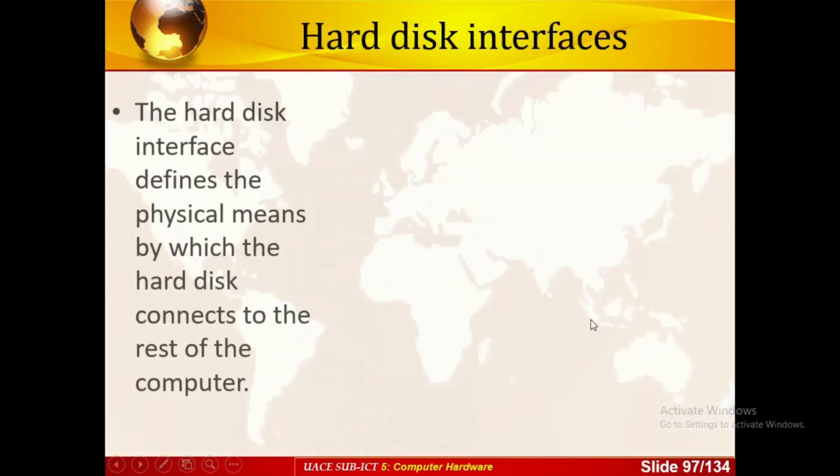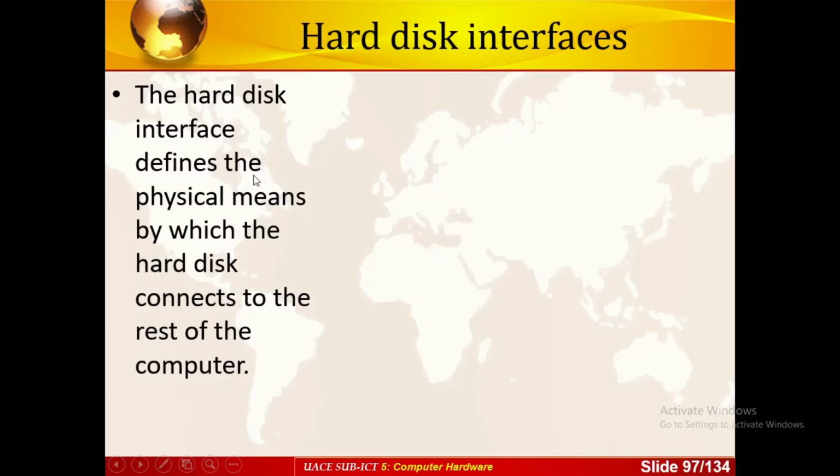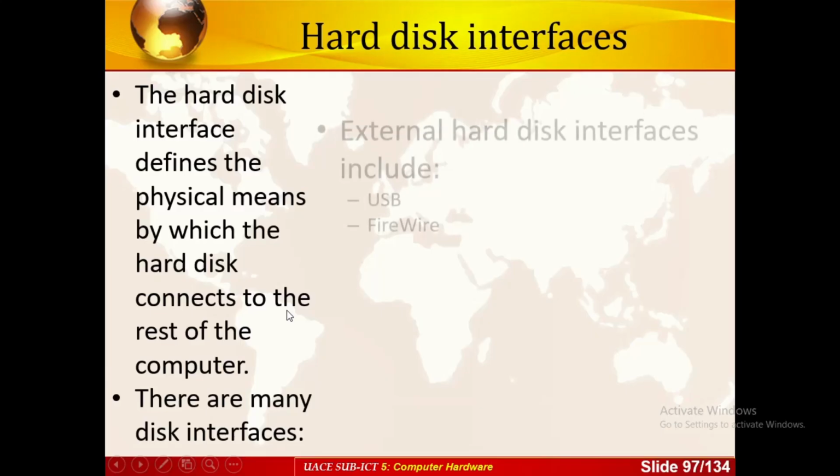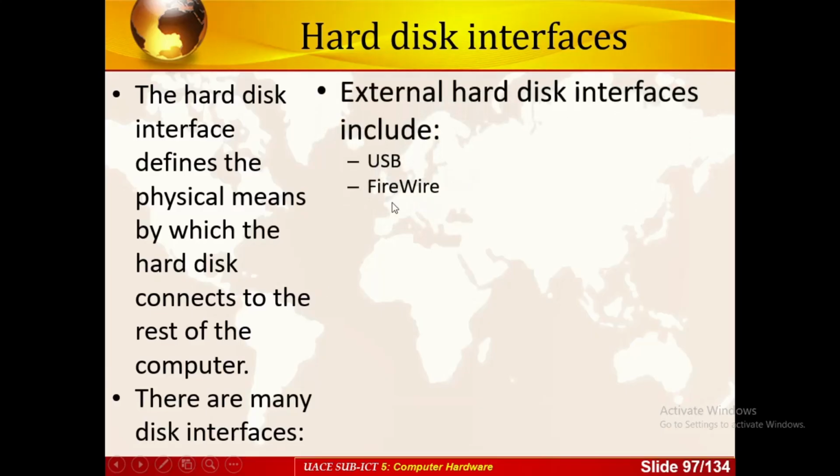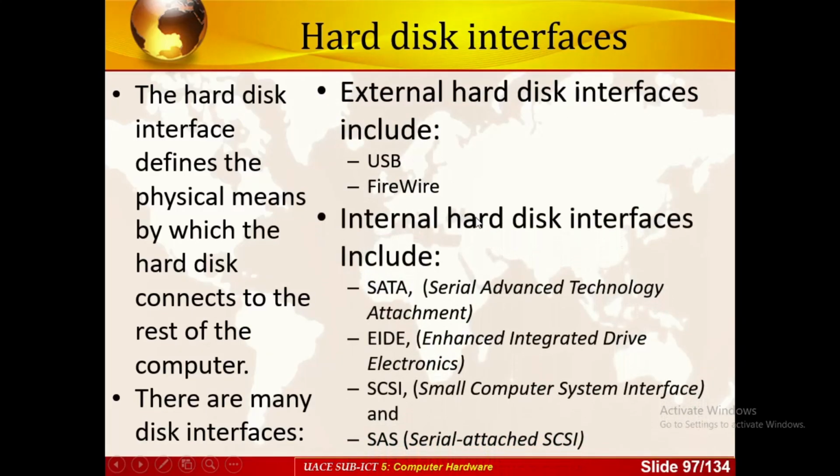Then we can also have the basic interfaces, that is, the physical means by which the hard disk connects to the rest of the computer. There are basic interfaces like USB, FireWire. We can talk of the internal hard disk interfaces like SATA, Serial Advanced Technology Attachment. We have IDE, Integrated Drive Electronics. SCSI, the Small Computer System Interface, and SAS, that's the Serial Attached SCSI. So these are all what we call interfaces.